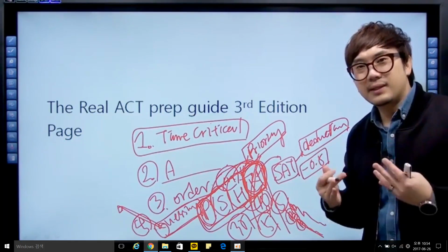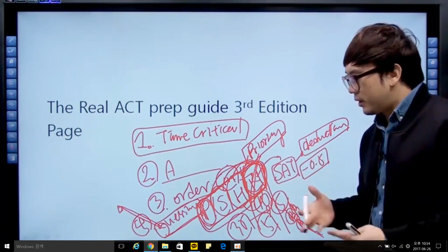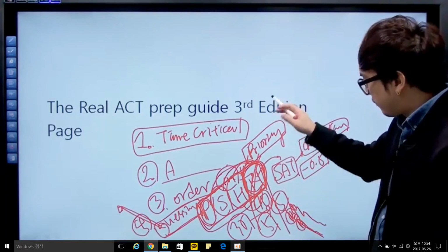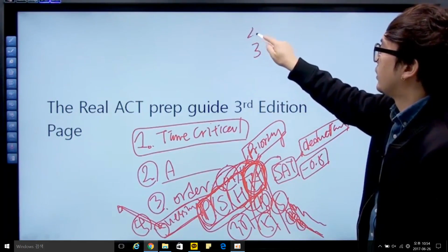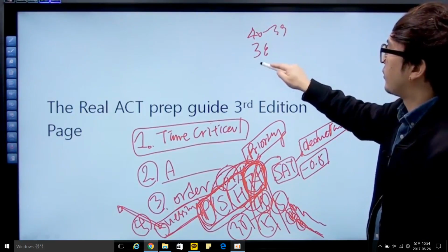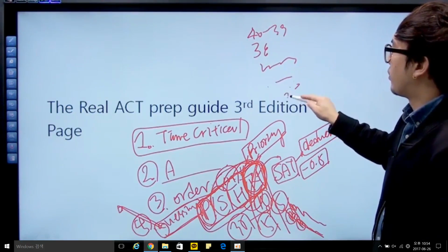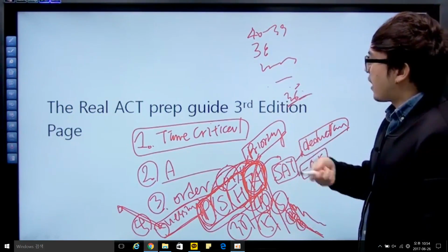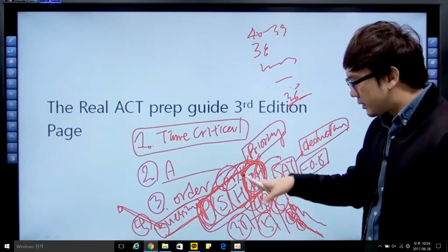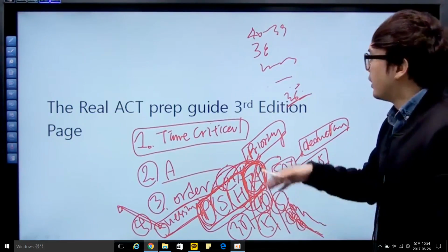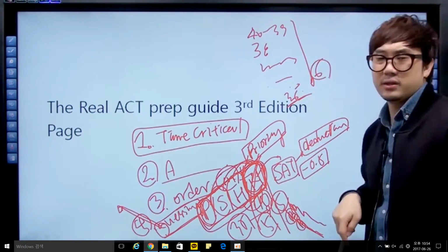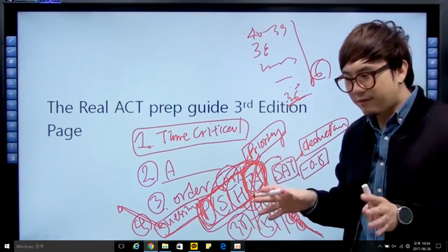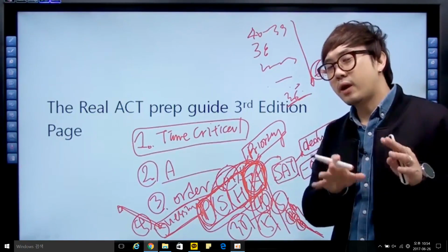Now, that seems the right thing to do, but it's not really the right thing to do because if you remember the conversion score tables, right? So let's say 40 to 39 and 38, 37 to 36 and so on, and 35. If you get 35, and you missed all of these guessed questions, then your score will drop considerably, like 5 to 6 points in the composite. Now, I wouldn't recommend you do this, right?